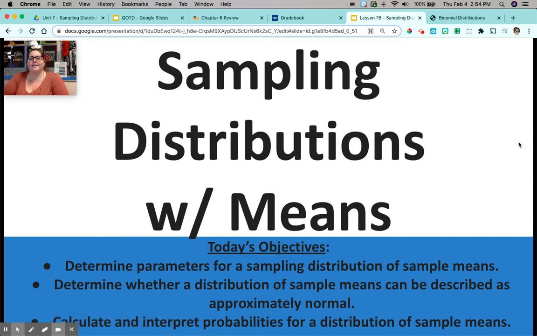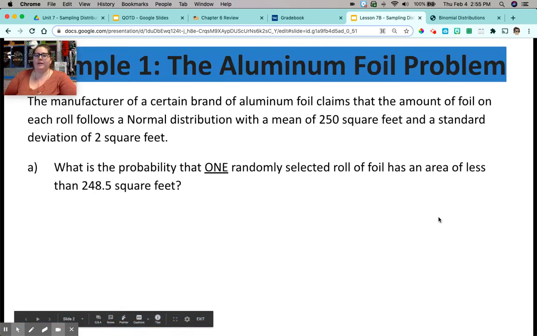Hello. So we are today going to talk about sampling distributions with means, with numerical data, where we care about the means. So we'll talk about the parameters, meaning the mean and standard deviation for a sampling distribution for numerical data. We'll talk about how do we know whether that sampling distribution is normal, and then we'll calculate and interpret some probabilities.